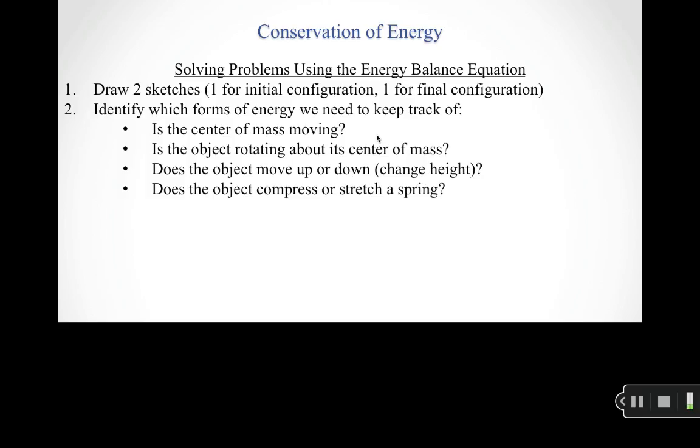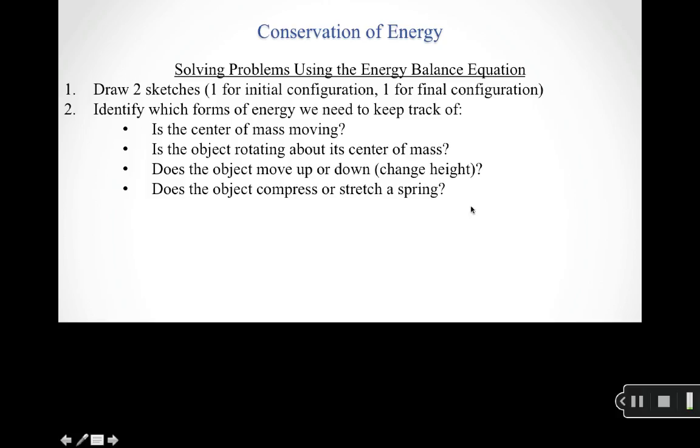translational kinetic energy. That's the kinetic energy that we know at this point. Is the object rotating? If the answer is yes, then we'll keep track of rotational kinetic energy. So when we start to add rotational motion, this will add this new question: does the object move up or down? Really what we mean is, does the center of mass of the object move up or down? Does it change heights? If the answer is yes, then we'll keep track of gravitational potential energy.